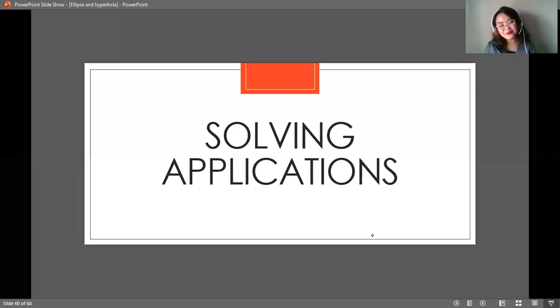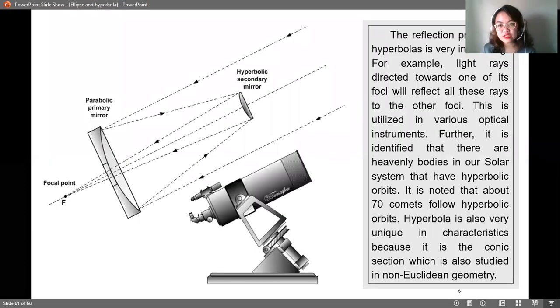Hi, this is a quick video presentation of solving applications for hyperbola. One of the reflection properties of a hyperbola makes it very interesting, such that if there are light rays directed towards one of its foci, this will now be reflected to the other focus. So this is utilized in various optical instruments.